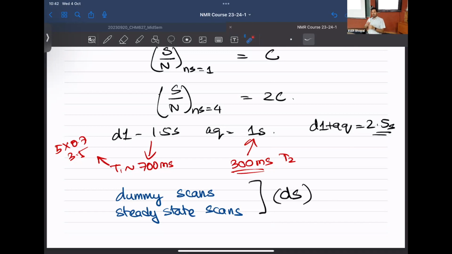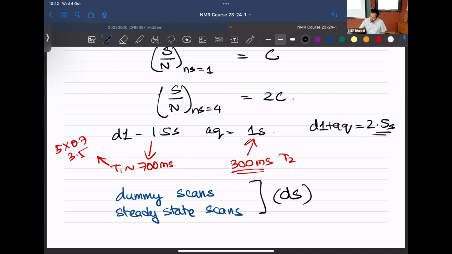Okay. When you started with the first scan, you realize you would have been at thermal equilibrium. Remember, you didn't do anything until then. Maybe you put the sample, you did something called lock, tune, match, shim, and all that. That takes 5 minutes. Then it has reached its thermal equilibrium. The moment you hit its first pulse, okay, you have to wait for the example that I gave here. You have to wait for 3.5 seconds for it to recover to its full magnetization. How long are you waiting?